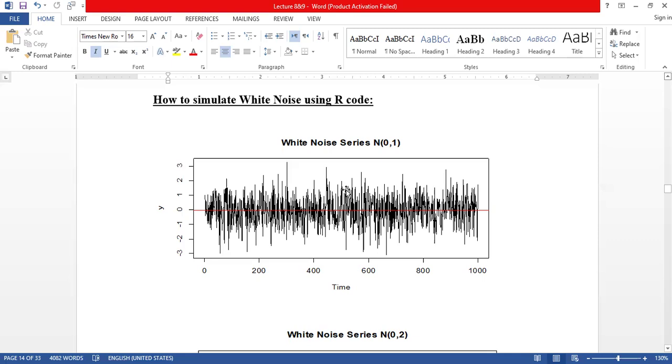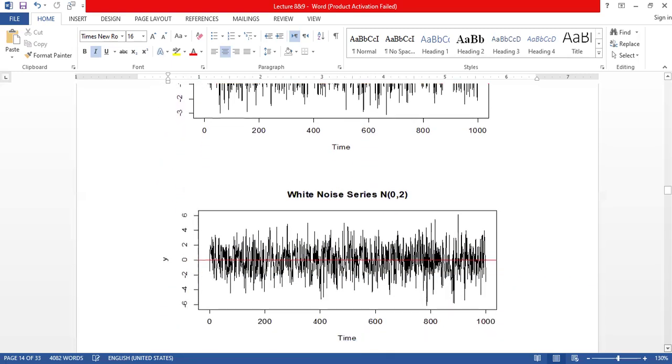So you see, this is the white noise where we have normally distributed with zero mean and one standard deviation. So this is a sort of Gaussian white noise. It is a white noise, but it's Gaussian, normally distributed.